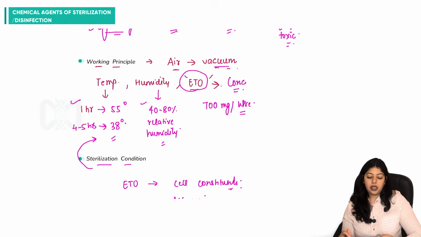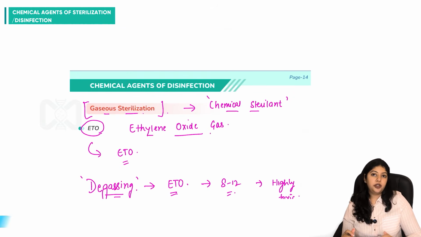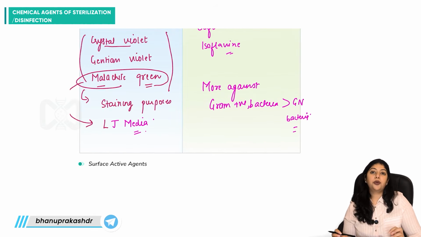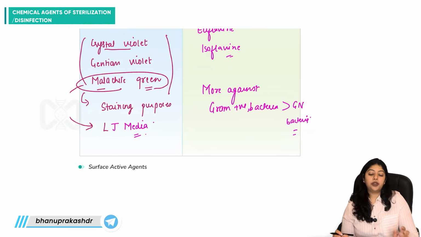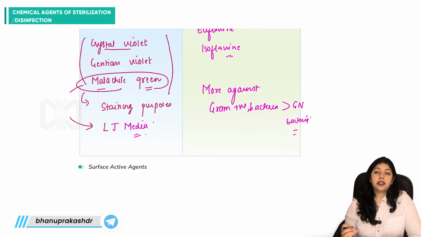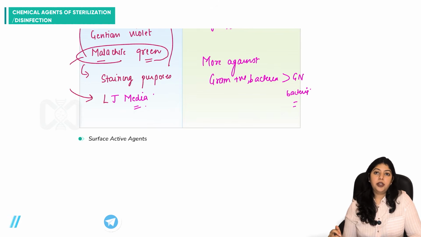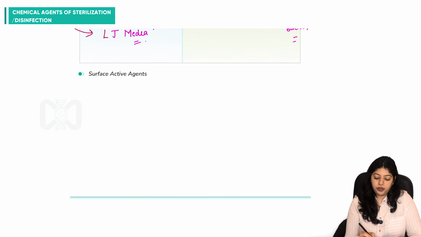So these are the important chemical agents of disinfectants, the most important uses, the most important indications, and their working principles have been discussed in this particular section and this particular video.